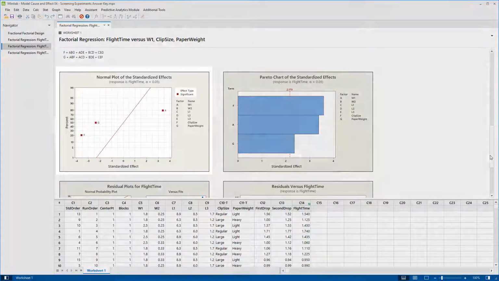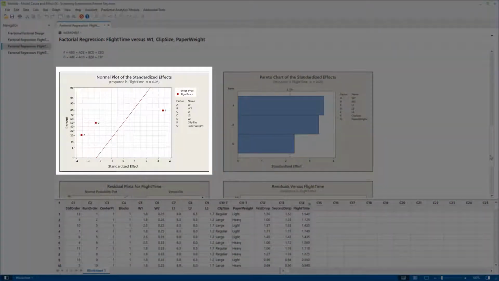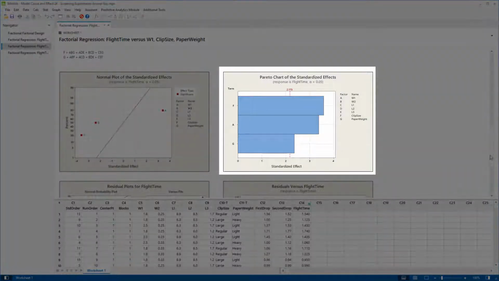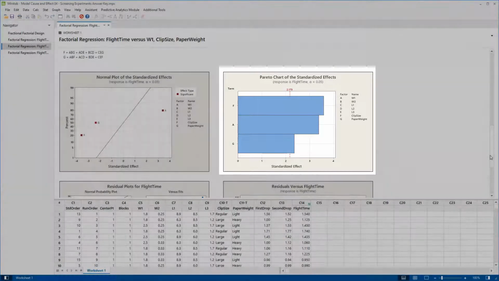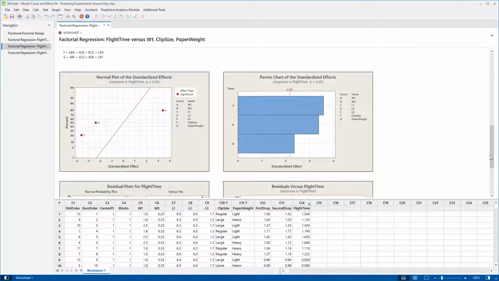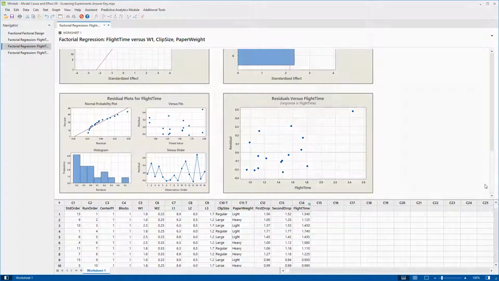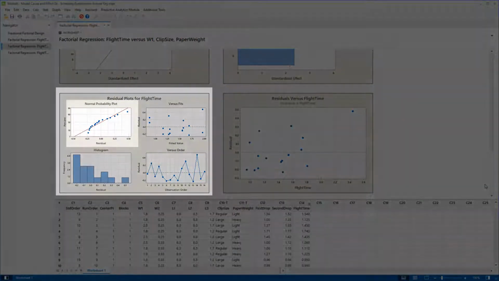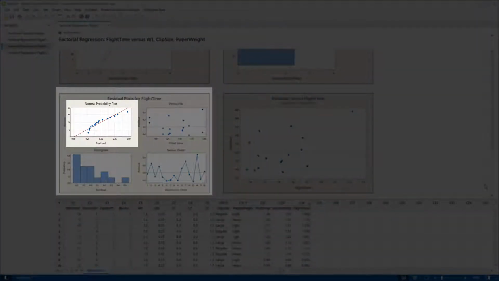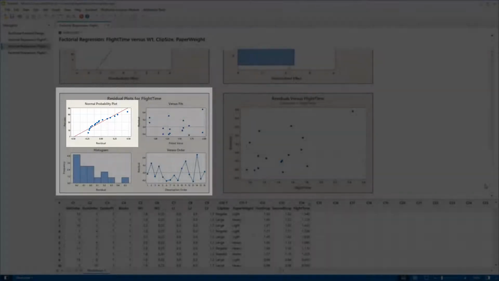So we see paperweight, width 1, and clip size are significant. The Pareto analysis shows that these three factors, in fact, have large standardized effects. These are effects in standard deviation units. The residual plot, now look at the normal residual plot. It's somewhat curvilinear, so it's not normal. It fits okay, but it could be fitted better, and I'll show you how to do that in a minute.